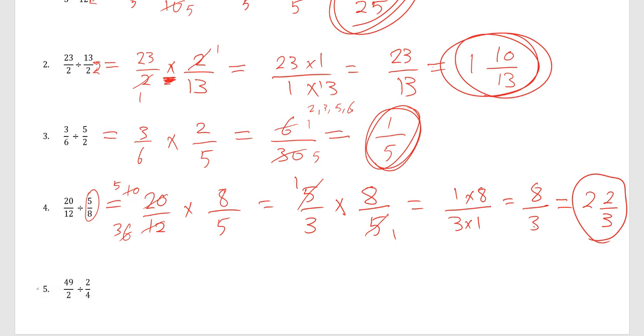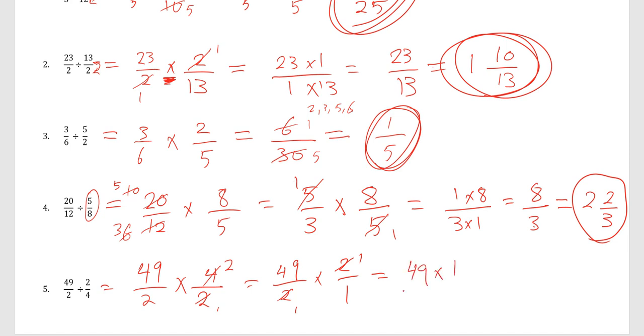49 over 2 divided by 2/4. So that becomes 49 over 2 times 4 over 2, which divided by 2 is 1, divided by 2 is 2. So this is 49 over 2 times 2 over 1. But look at that, you could also do this: divided by 2 is 1, divided by 2 is 1. So now you have 49 times 1 over 1 times 1, which is 49.